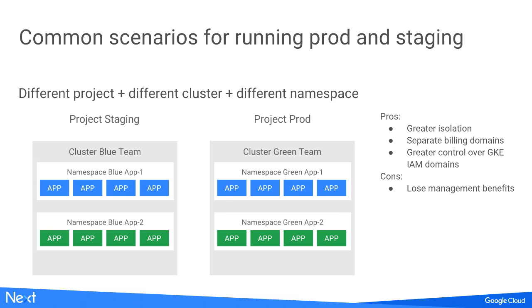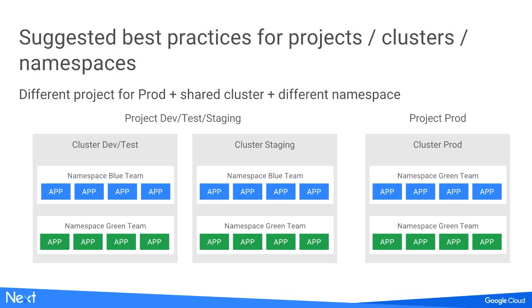And then greater control around identity access management, definitely. And again, as with the previous slide, you lose some of the management benefits because now you're dealing with multiple projects, multiple clusters. But you can take advantage of some of the things that we've introduced around cross-project networking and all these various things that we're doing in Google Cloud Platform that are very beneficial. So the suggested best practice is really run your production environment in a separate project, put your dev test staging in their own project, split them up based on clusters depending on your needs, and then use namespaces to break out your applications within that cluster.